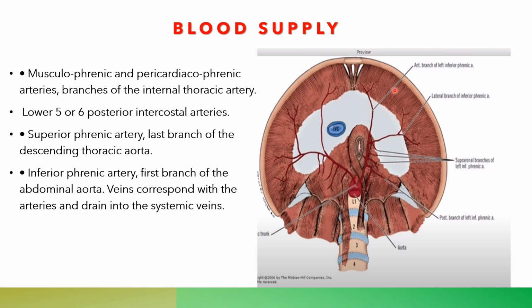Okay, so anterior branch of left phrenic artery you can make out, the lateral branches of inferior phrenic artery you can make out, some suprarenal branches of left inferior phrenic arteries also you can make out. So these branches basically supply the diaphragm.